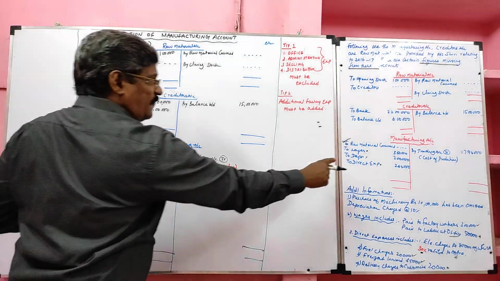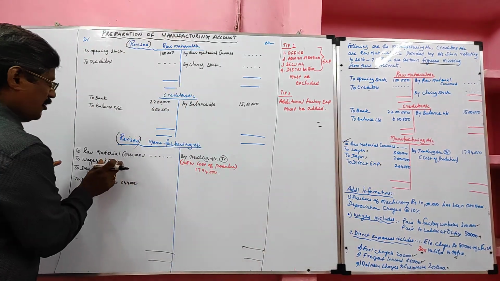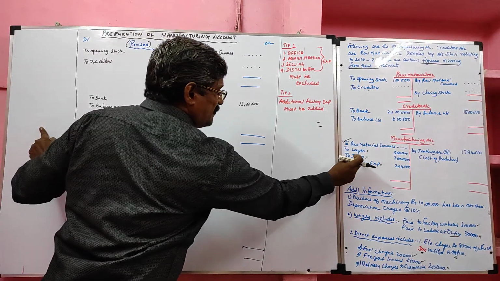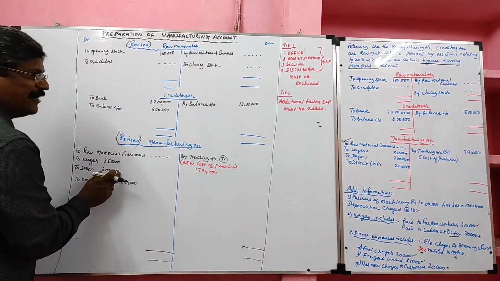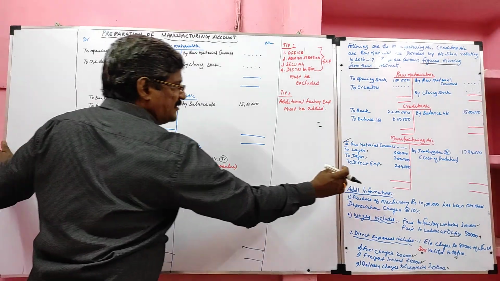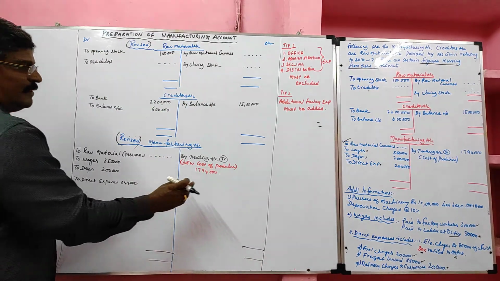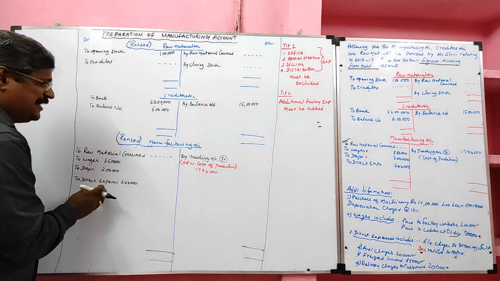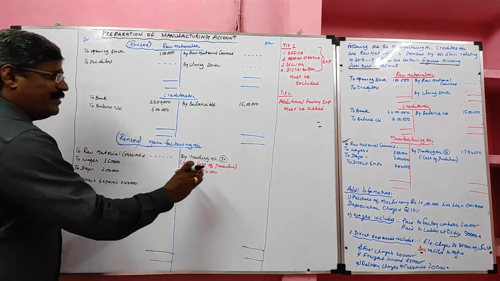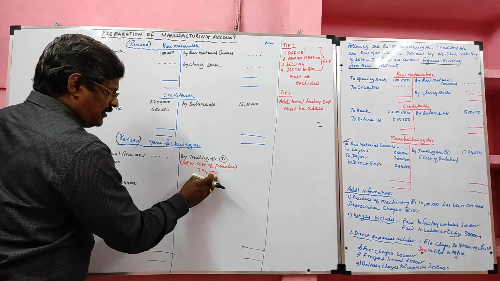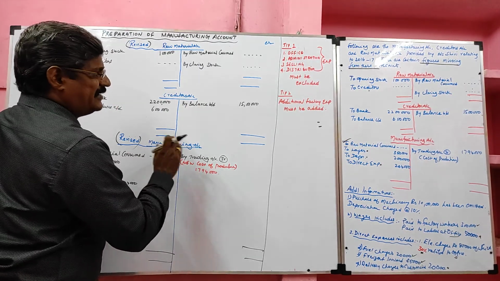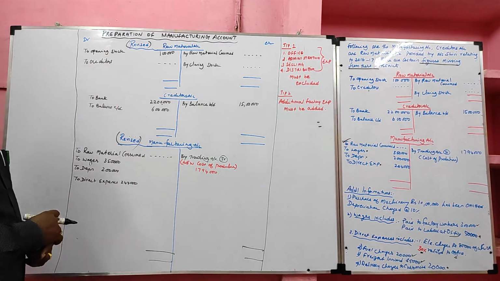We have an adjustment for wages, so I recorded it in the inner column. Likewise, we have an adjustment for depreciation, I recorded it in the inner column. Likewise, we have an adjustment for direct expenses, I recorded it in the inner column. If we have an adjustment with the expenses, that will have an impact on cost of production. So cost of production also I recorded in the inner column. Now I am going to solve.